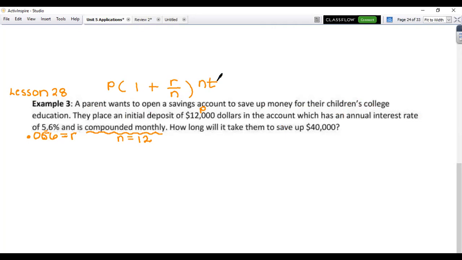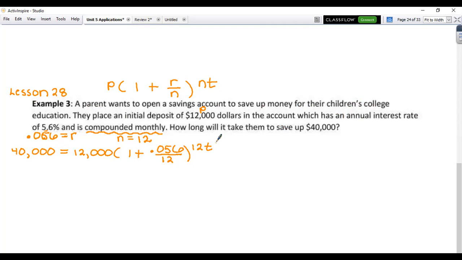So what do we know here? Well, we want them to make $40,000. So where's 40,000 going to go? Yeah, on the left side. So 40,000 is equal to, our principal investment was $12,000. And I'm going to go parentheses 1 plus 0.056 divided by 12, raised to the 12 times t, because that's unknown.